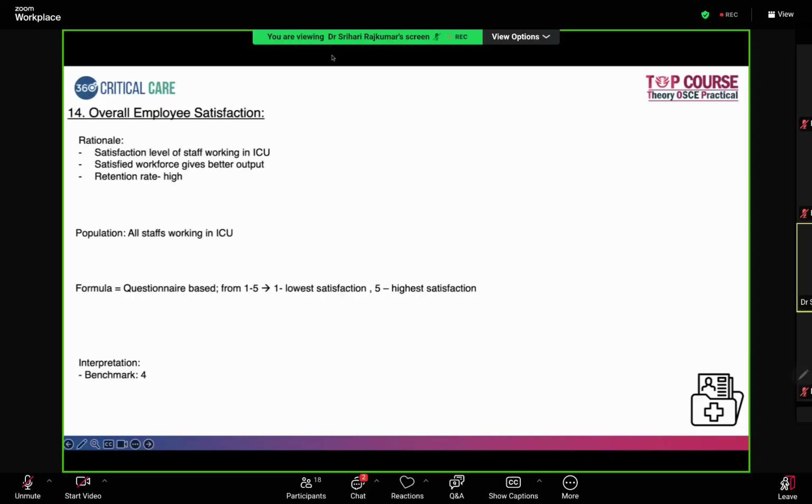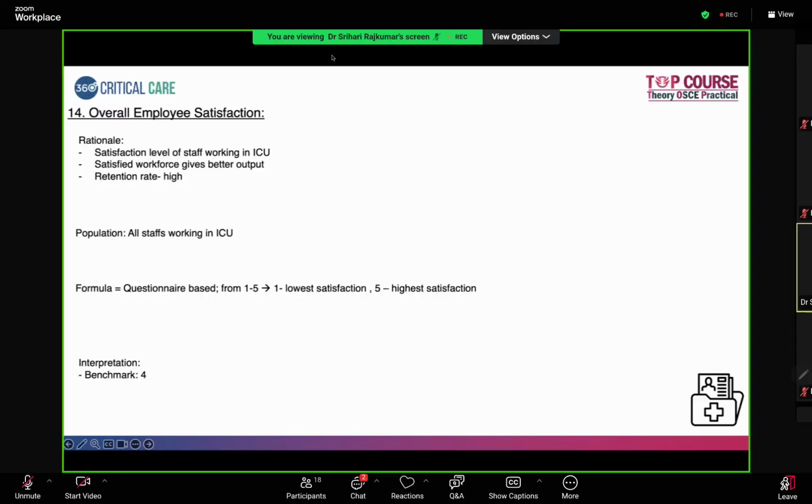The last two are predominantly HR related issues. One is overall employee satisfaction. The main rationale, they say, is the satisfaction level of staff working in the ICU. A satisfied workforce gives better work output and the retention rate is high. All this comes in relation to humanization in the ICU.